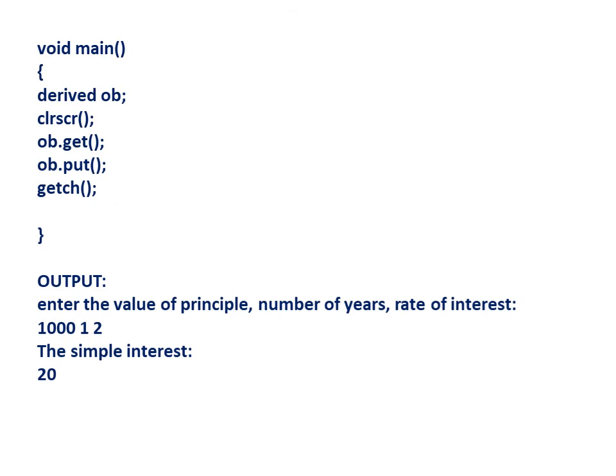In the main function, we will be creating an object of the derived class. Using the object of the derived class, I am going to access the functions of the base class and the derived class. In the get function, we are going to read the values of P, N and R. I am going to use the values which are declared in the base class inside the derived class, and I am going to calculate the simple interest. Once again, I am not declaring those variables in the derived class and I am not reading the values.